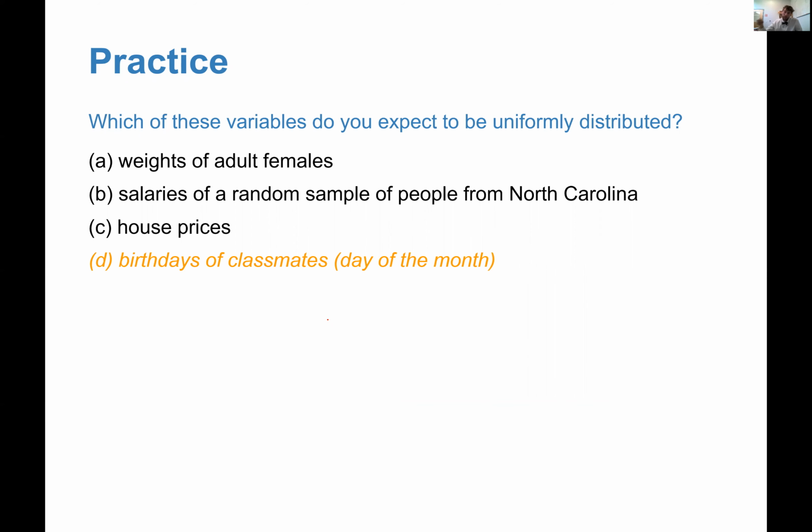Now, why is that? It's because each day is roughly equally likely. But with house prices, each dollar amount is not equally likely. And with salaries, there's a most common salary, and it'd be right skewed because you'd have lots of people with really big salaries, but there's not that many of them.